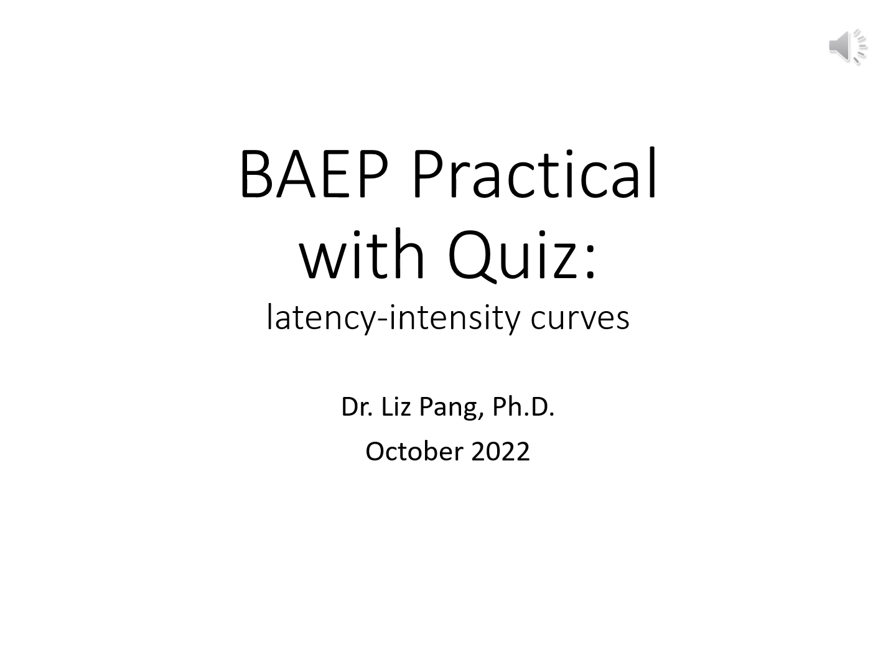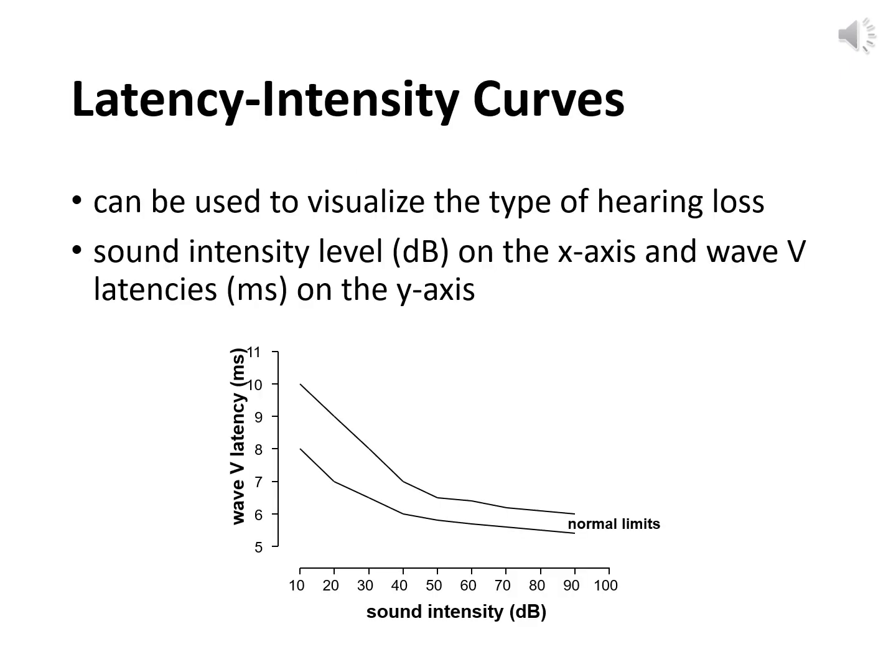In this module, we'll discuss another practical aspect of brainstem auditory evoked potentials, and that is how to draw and interpret latency intensity curves. A latency intensity curve can be used to differentiate a sensorineural hearing loss from a conductive hearing loss. We do not do this in our pediatric lab. However, it's often done in adult labs where it's easier to obtain the values needed for the curve. Also, it's important for you to understand how to create and interpret this graph for the exam.